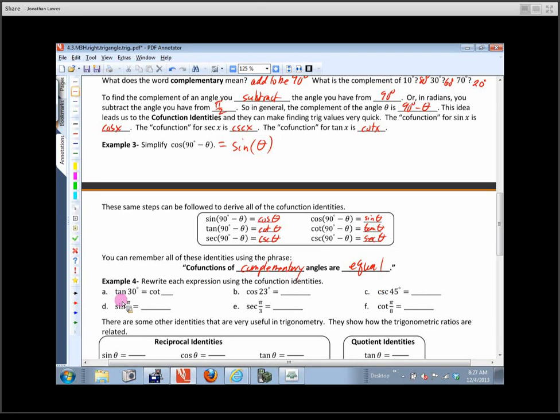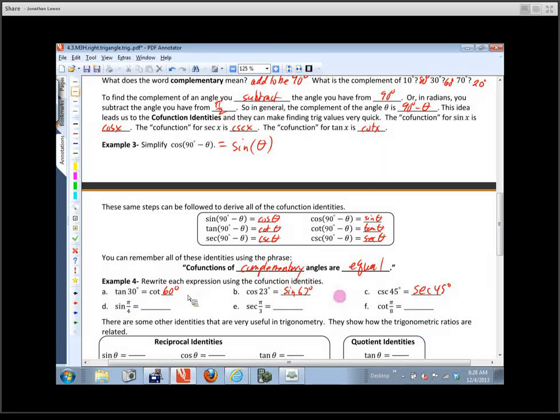So this is a tangent of 30 and the cotangent of some other angle. What angle has to go right here? Since these are cofunctions, the angles have to be complementary, so that would be 60. Cosine of 23 would be exactly the same as the, what's its cofunction? Okay, cofunction would be sine. What's its complement? 67 degrees. Cosecant of 45 degrees would be the same as, first of all, figure out what its cofunction is. Its cofunction is secant, and what's the complement of 45? Happens to be 45, okay?